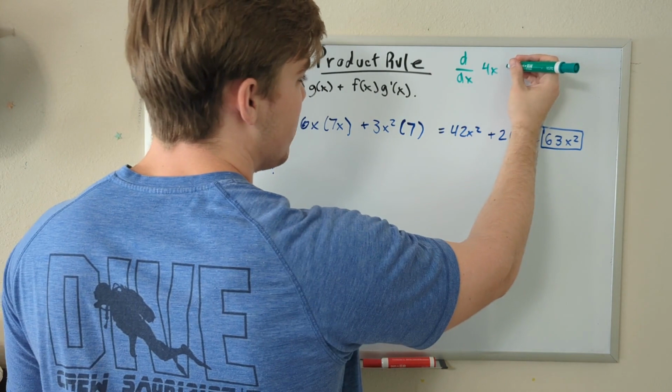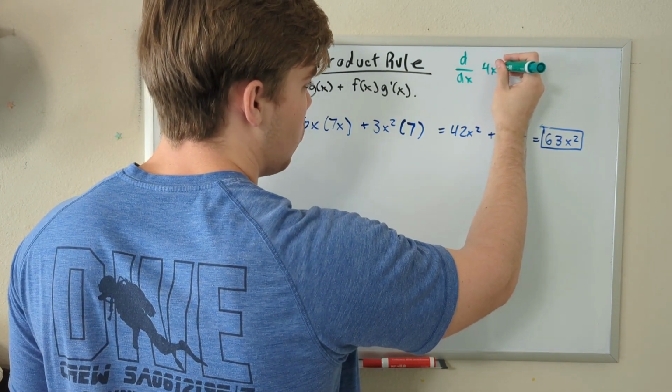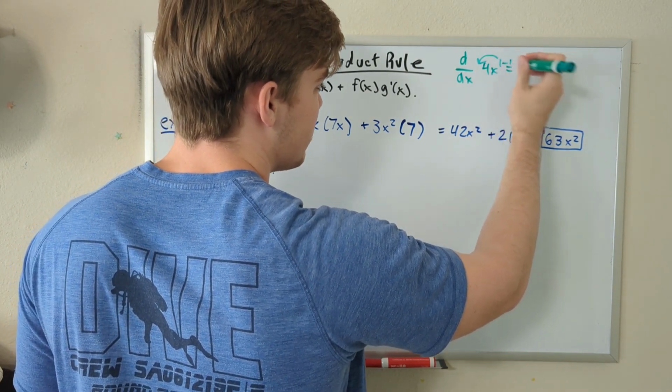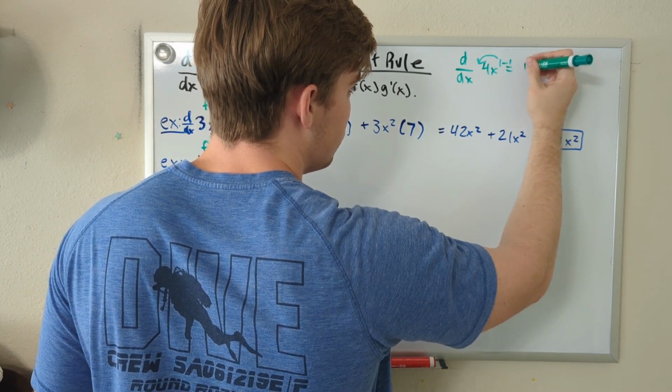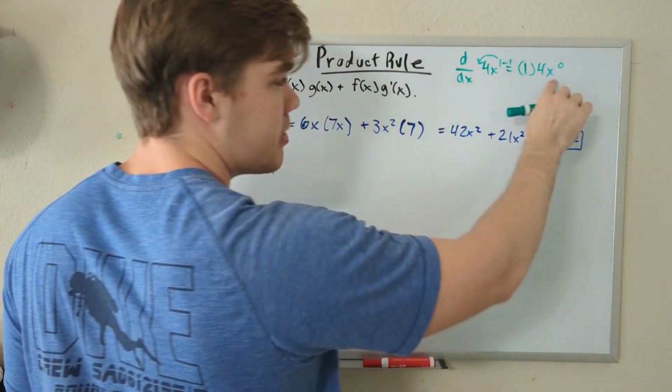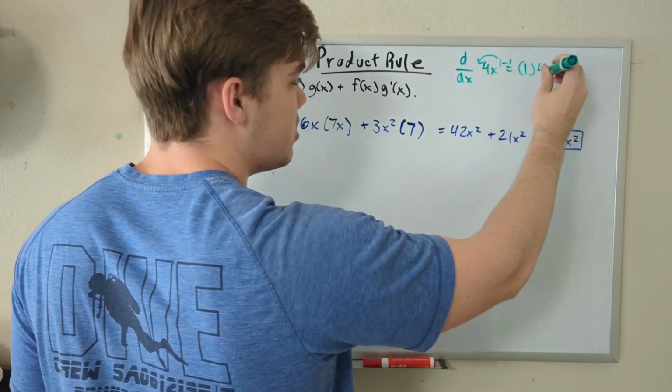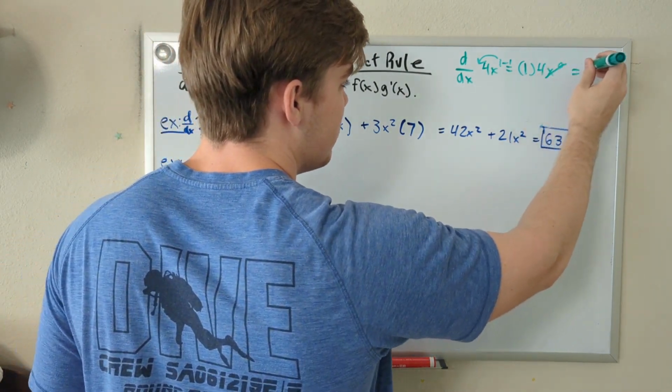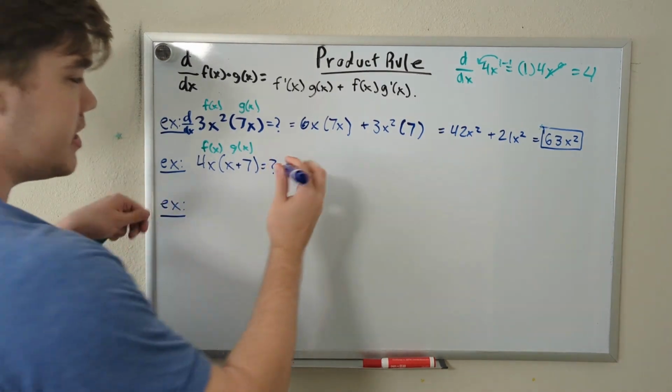Once again, we can just use the power rule, so we bring our invisible 1 here to the front, and then subtract 1. So this derivative is equal to 1 times 4x to the 0th power. Once again, x to the 0th is just 1, so this cancels out. So this derivative is just 4. So the first half of our equation is set.